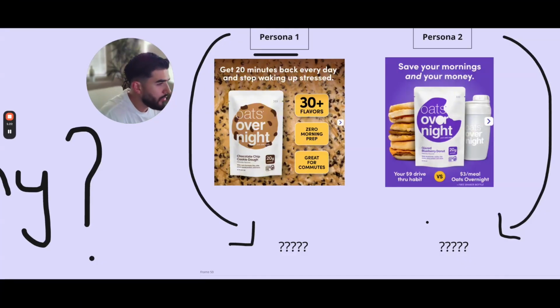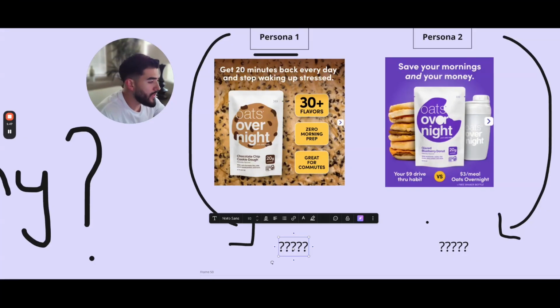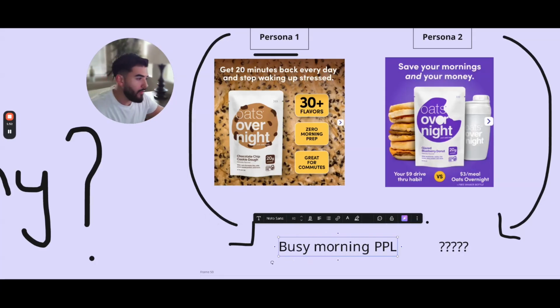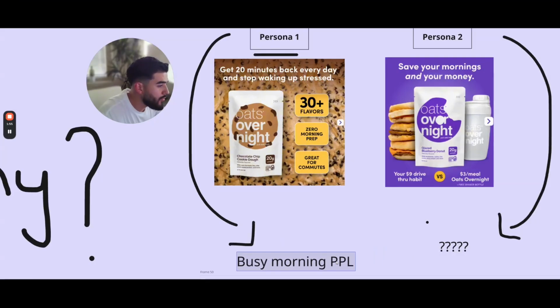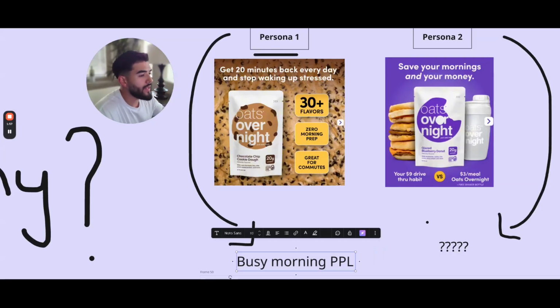So for example, this product is an overnight oats company, and in this ad they're essentially talking to people who are probably busy morning people. Maybe they have a job, a morning commute, a family, and they are neglecting their nutrients in the morning. They're skipping breakfast, right? So they're saying, hey, you can actually save 20 minutes and stop waking up stressed because you're going to have breakfast already ready. So they are speaking to people who have busy mornings, and then inserting their product as the solution to their problem.